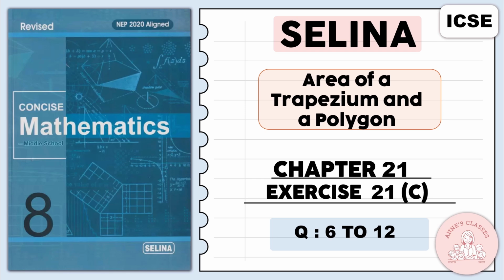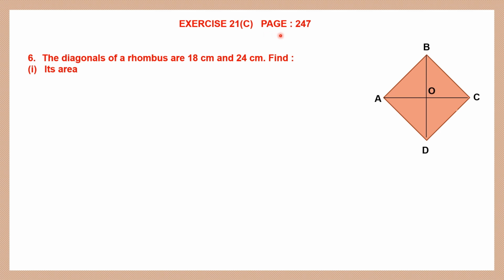Let's do area for trapezium and a polygon, chapter 21, exercise 21C. Page number 247, question 6. The diagonals of a rhombus are 18 centimeters and 24 centimeters. So we have drawn a rhombus here just for our understanding.